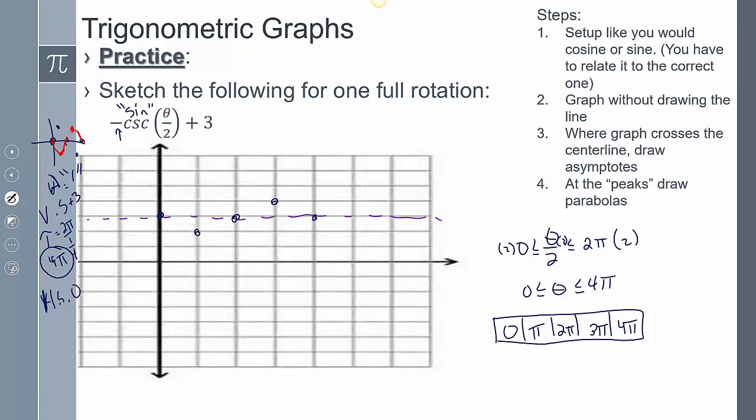I'm not going to draw the sketch of the graph, which is going to be step 2. Now step 3, it says where the graph crosses the center line, draw asymptotes. So I'm going to draw asymptotes here, here, and here. And then at the peaks, draw the parabolas. And we have our cosecant graph.